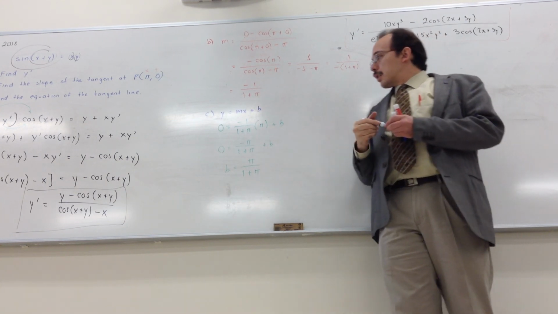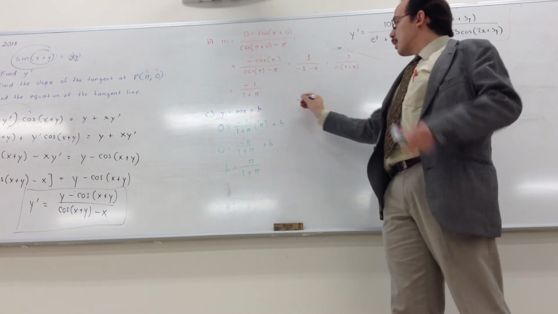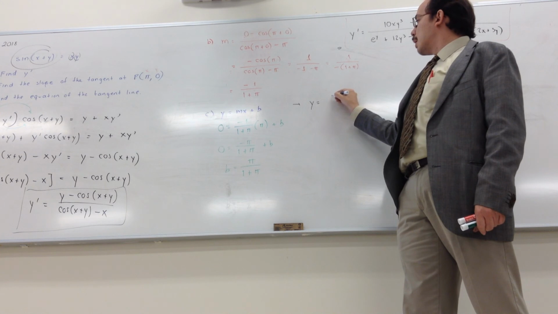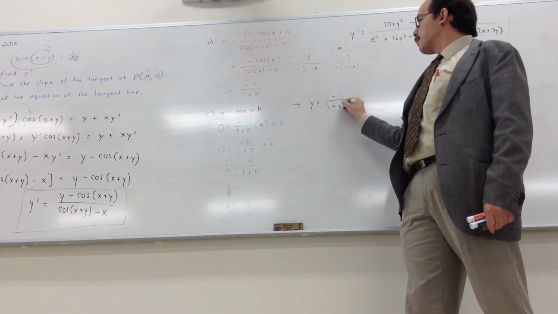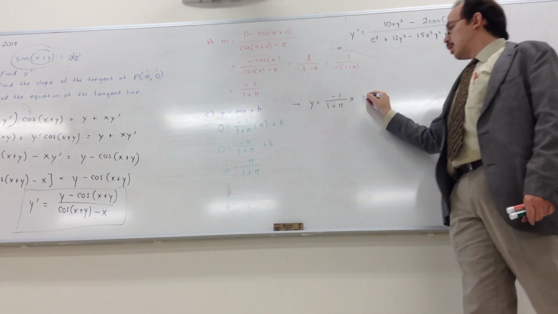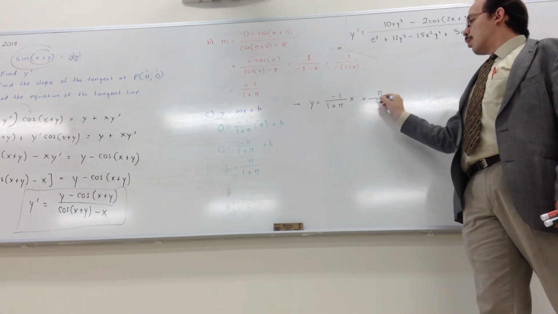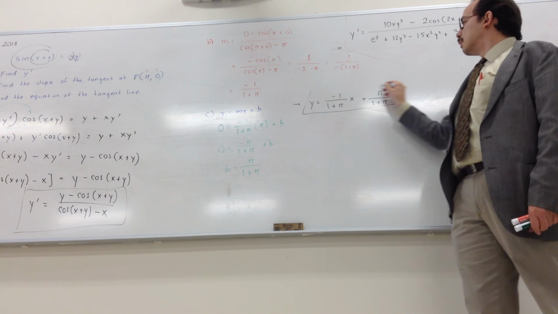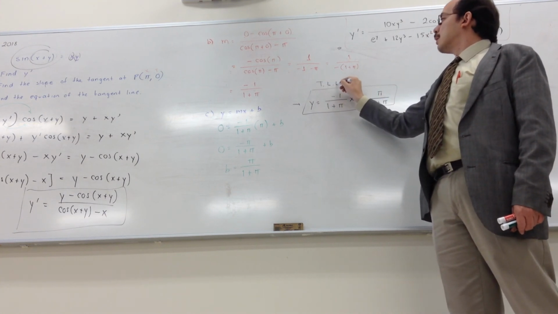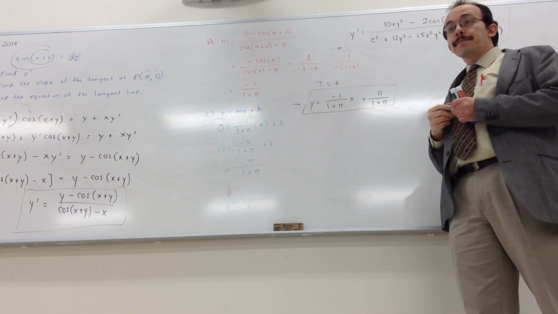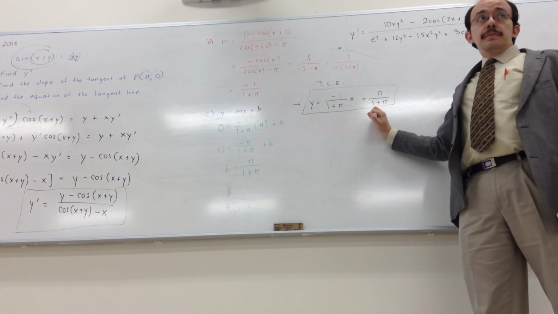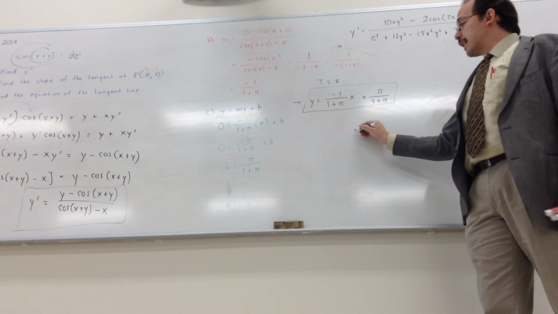Then the equation is going to be y equal to minus 1 over 1 plus pi x plus pi over 1 plus pi. You can leave it like that, no decimals. It's the tangent line. Questions? Okay, tomorrow, free activity.